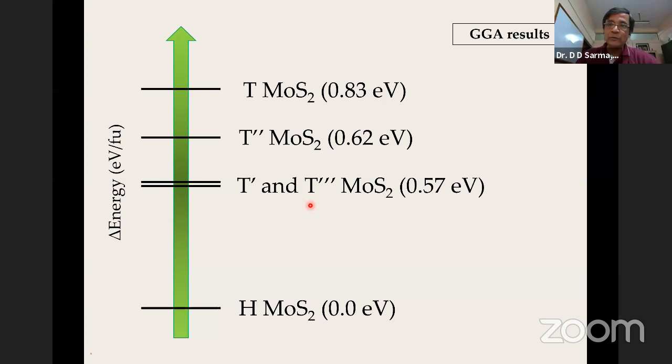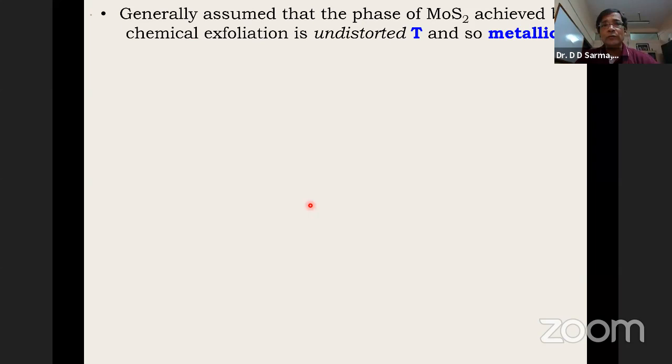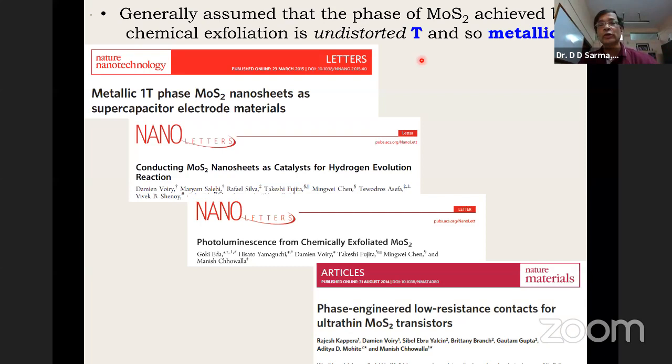Experimentally, there have been a lot of claims, a lot of studies. Most of them assumed the structure to be the undistorted T structure. And there are some TEM experiments that found the T structure in small patches, but TEM also found T prime, T double prime, T triple prime structures. So TEM really didn't solve the problem for us. But in general, people have thought that it's a metallic T structure, as I'm showing you from several such publications. And there are many, many other publications. So the dominant view was that it's a T, and so it's metallic.